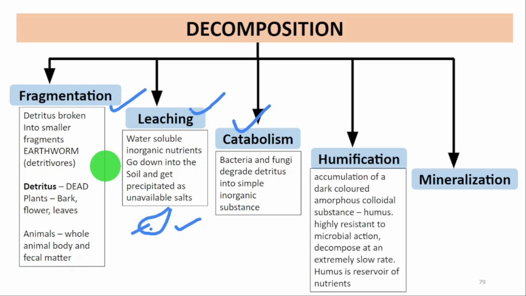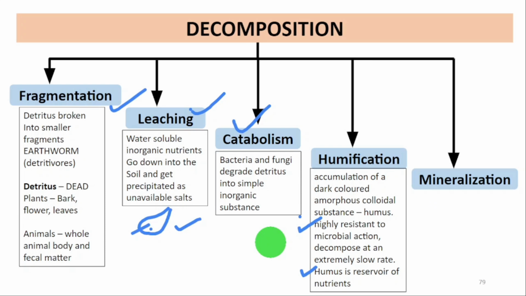Next step is humification. Accumulation of dark colored amorphous colloidal substance. This is the definition of humus. Amorphous colloidal, it is dark colored substance. Another point on humus is it is highly resistant to microbial action. It decomposes at an extremely slow rate, and therefore it also serves as the reservoir of nutrients. So the conversion of the organic matter into colloidal substance humus is the process called humification.